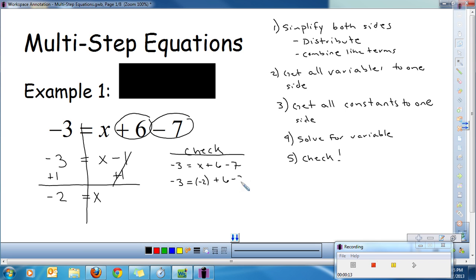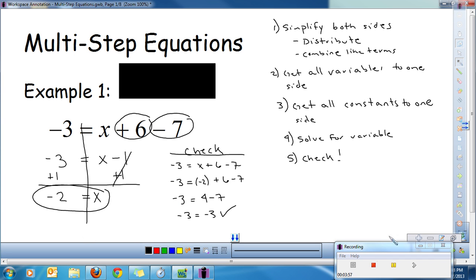And let's see if that works. Notice I used parentheses when I substituted. Well, -2 plus 6 gives me a +4. And 4 minus 7 gives me -3. Because I got the same number on both sides, my check worked. So my answer is that x is -2.